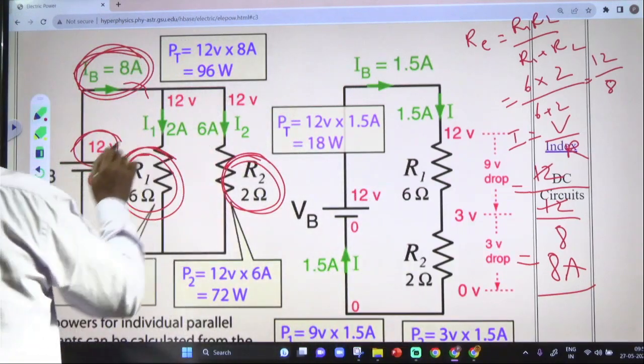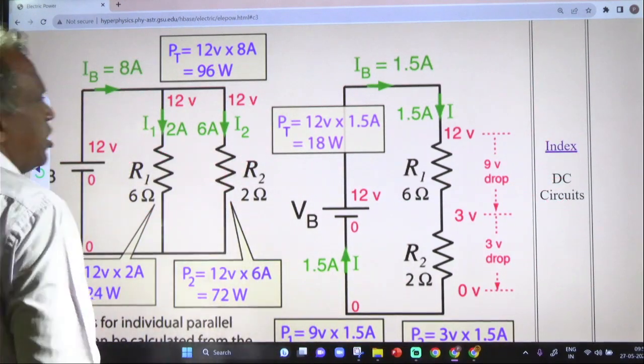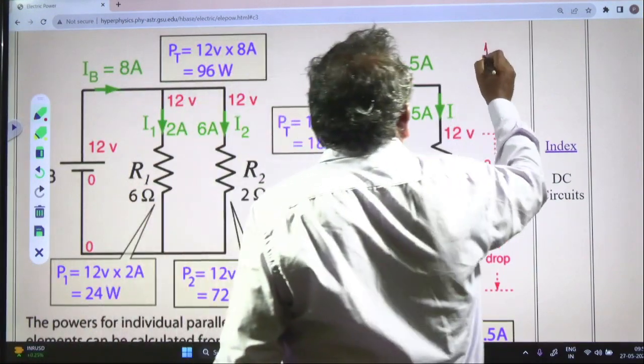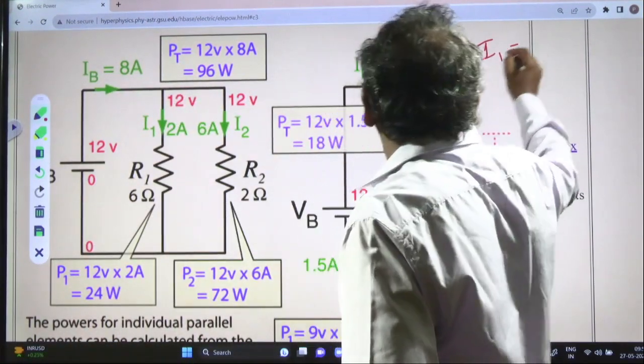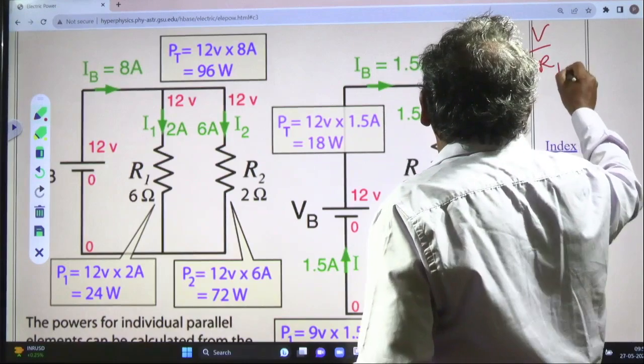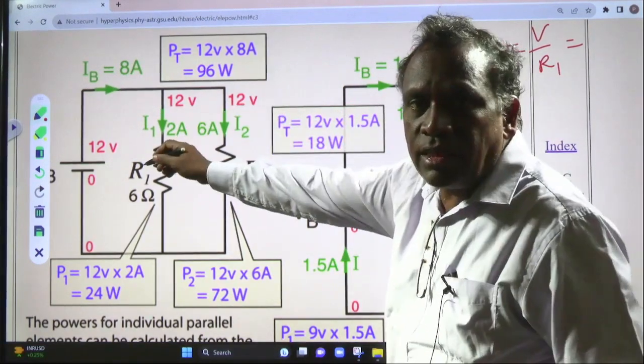You can find it like this. If you try to find I1, it is voltage divided by R1. The total voltage is how much? 12.